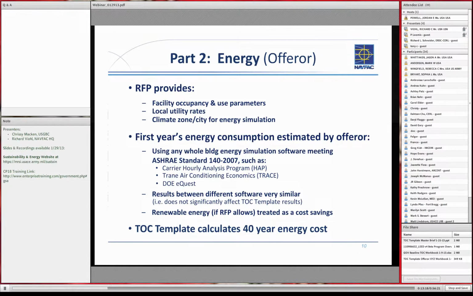We do have built in the capability of including renewable energy if the RFP allows the offerors to propose renewable energy, and that ends up being a credit or a negative amount in the template, which would be a plus in their trying to lower their total ownership cost. So we do have that built in as well.